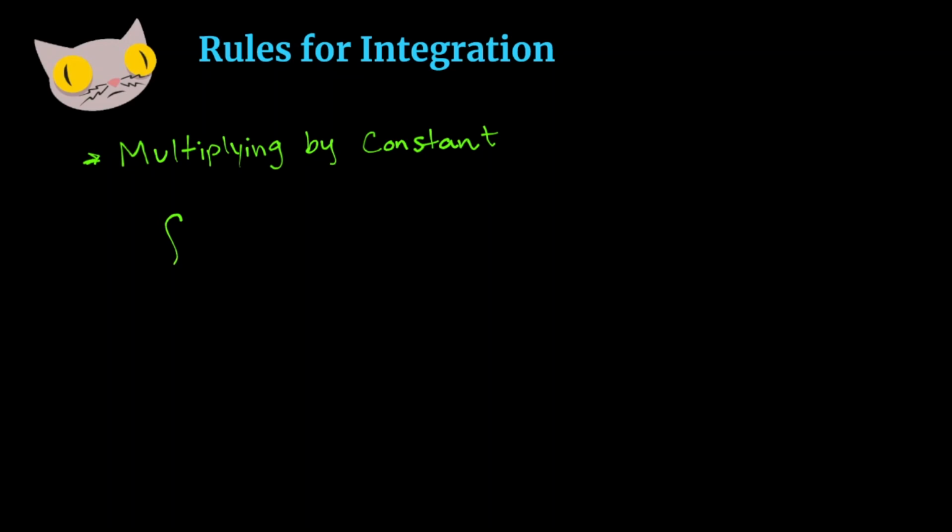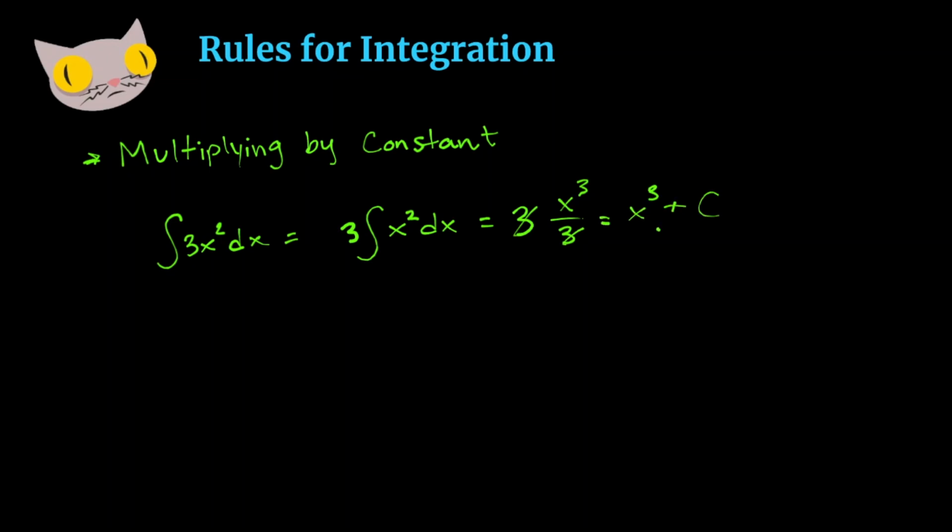So if we were trying to integrate 3x squared with respect to x, basically we just have our integral. We can pull the 3 out in front, and we're just integrating x squared with respect to x. Then we can proceed with the power rule, which we're going to go over next. I keep bringing up power rule. I'm just so excited to get to it. So we get 3 times x cubed over 3. The 3's cancel, and we're left with x cubed plus c.